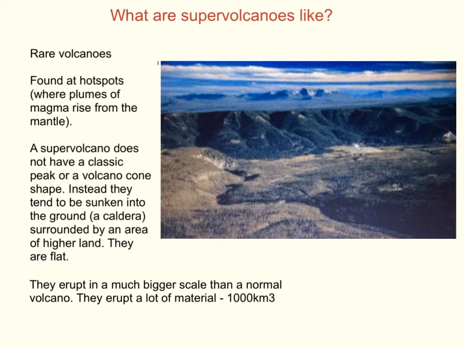The picture here shows you Yellowstone National Park. The area of highland that I've mentioned, you can see sitting along this edge, and the flat land that I've mentioned is this area left here. So once the supervolcano has erupted and the magma has come out from underneath the ground, the supervolcano collapses in on itself, forming this caldera with this ridge of high land around the edge and this flat area of land in the centre.